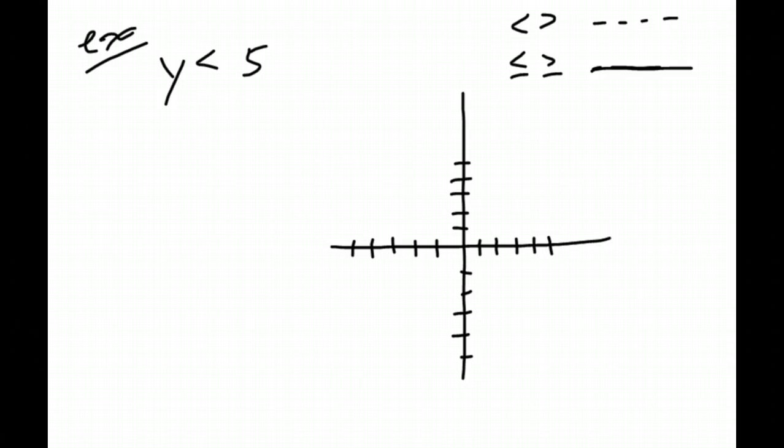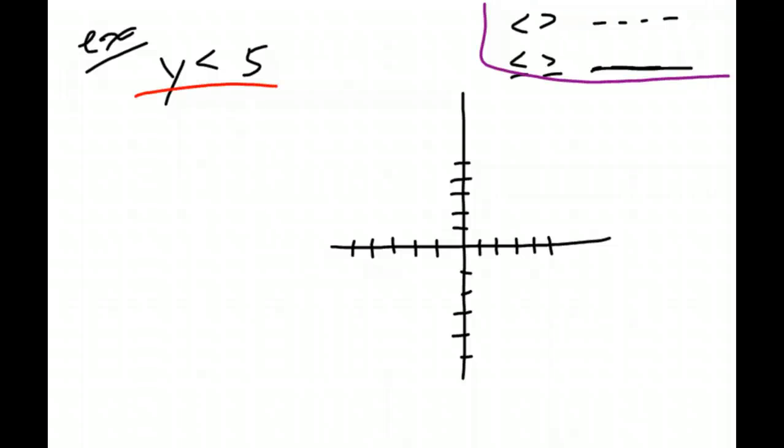So just make sure you know this part right here. That's really the important stuff about this unit. And of course the shading, but you guys will get practice with the shading. It's just reading your variable and your inequality together. So for this example, I only have a y.